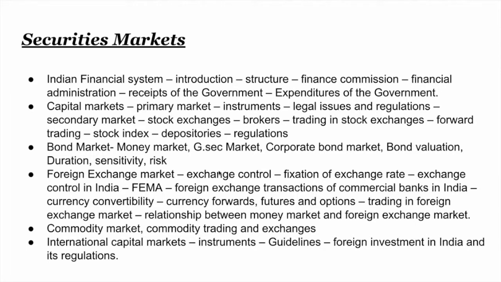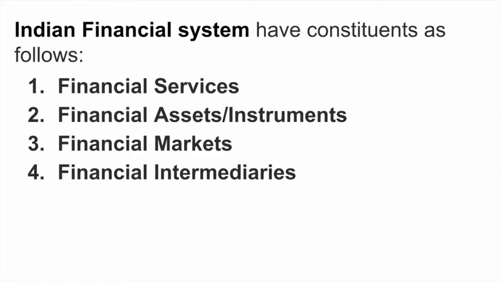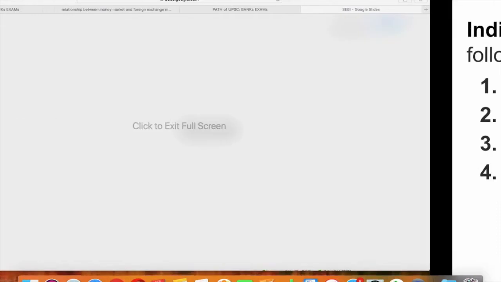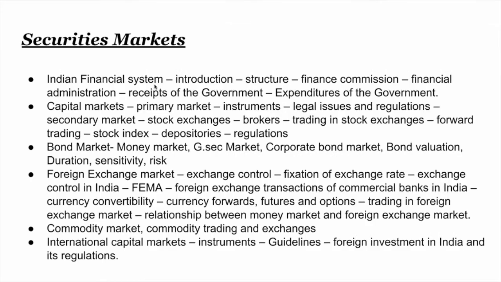In the securities market, the first one is the Indian financial system. Basically, the Indian financial system has four parts: financial services, financial assets, instruments, financial markets, and financial intermediaries. So in this, there is a lot to know about the Indian financial system, its structure, and various government-based parts like the finance commission, financial administration, receipts of government, and expenditure of the government.